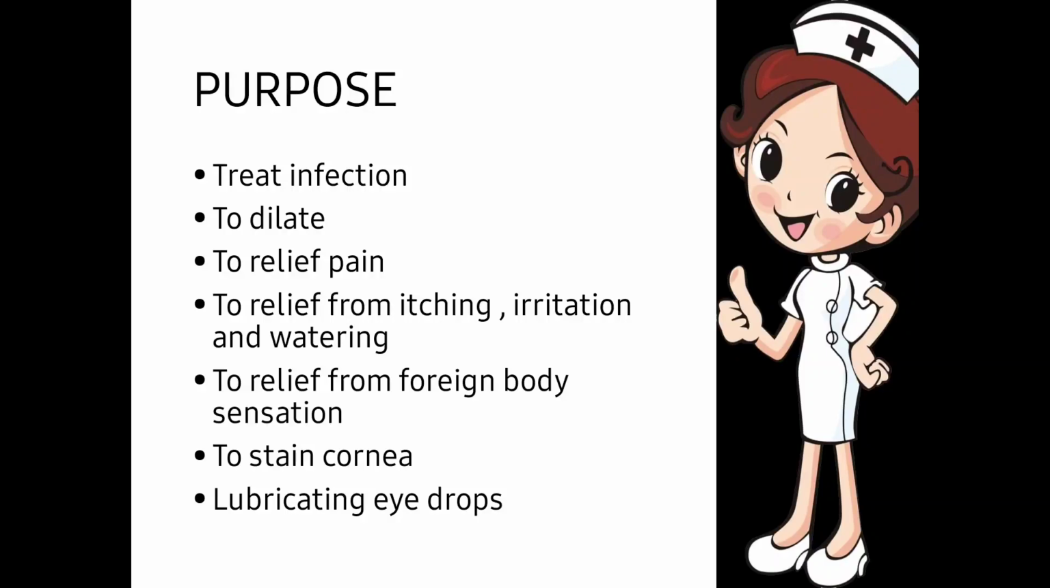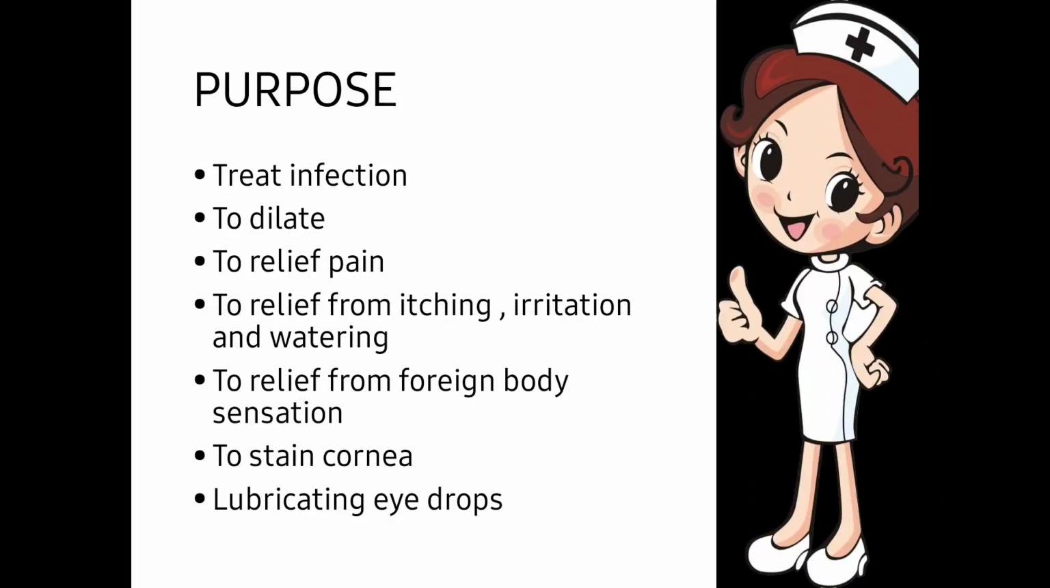Next one, purpose. Now what are the purposes for which we are putting the drops inside the patient's eye? There are different reasons due to which we are giving the drops to the patient, so he or she can get relief from some conditions, or we are supposed to put the drops inside the patient's eye at a time. So first one is to treat infection. Different kinds of infection take place inside the patient's eye. So bacterial infection, viral infection, fungal infection, these are the different infections.